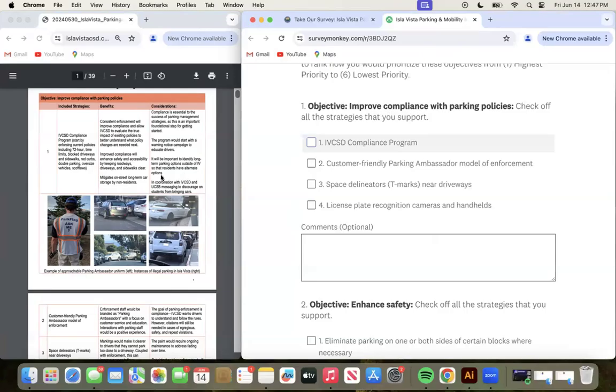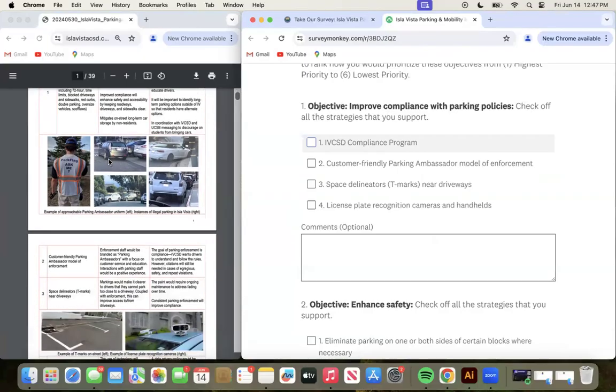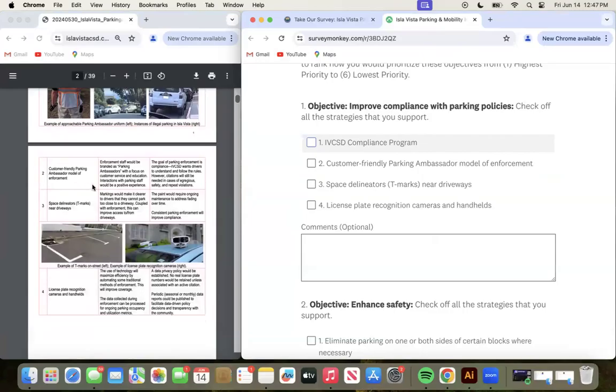And then moving on to another example, the second strategy listed is a customer-friendly parking ambassador model of enforcement. If you don't know what that is or what that would look like, you're going to look over your information packet. You have the same objective right here. And then you're going to scroll down to strategy number 2, customer-friendly parking ambassador model of enforcement. And again, you're going to read the potential benefits and potential considerations of the strategy.